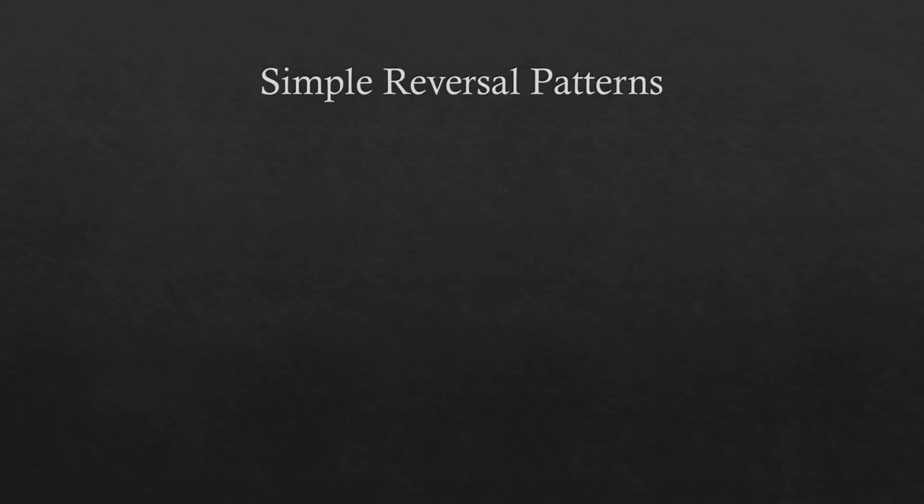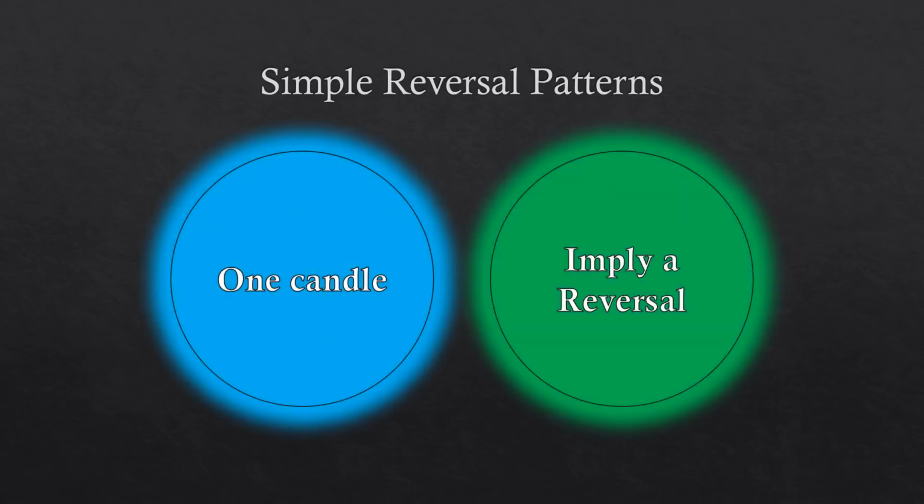Next, we are going to look at simple reversal patterns, both bullish and bearish. The first pattern we are going to study is the hammer, which is a simple bullish reversal pattern. In other words, when price is going down and a hammer appears, that's a signal the price will reverse its direction to the upside. The shape of a hammer has a few characteristics that make it a bullish reversal pattern.